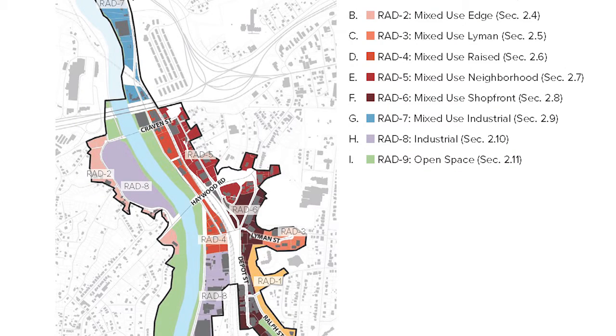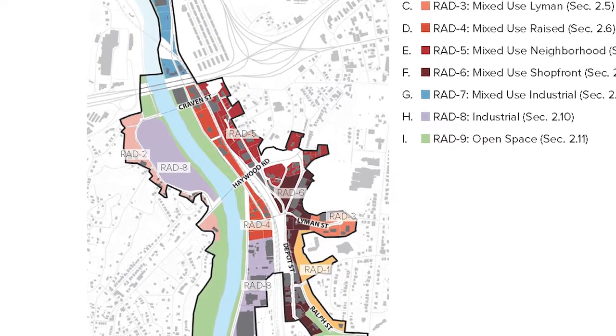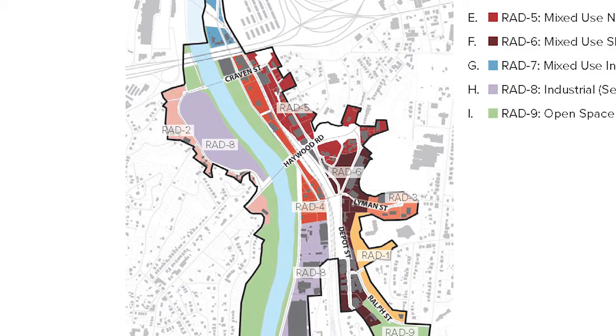And up above that, then would be the development. RAD 5 is called Mixed Use Neighborhood. That is the pieces here on the northern end of kind of the core area north of where the RAD Lofts is proposed to be.